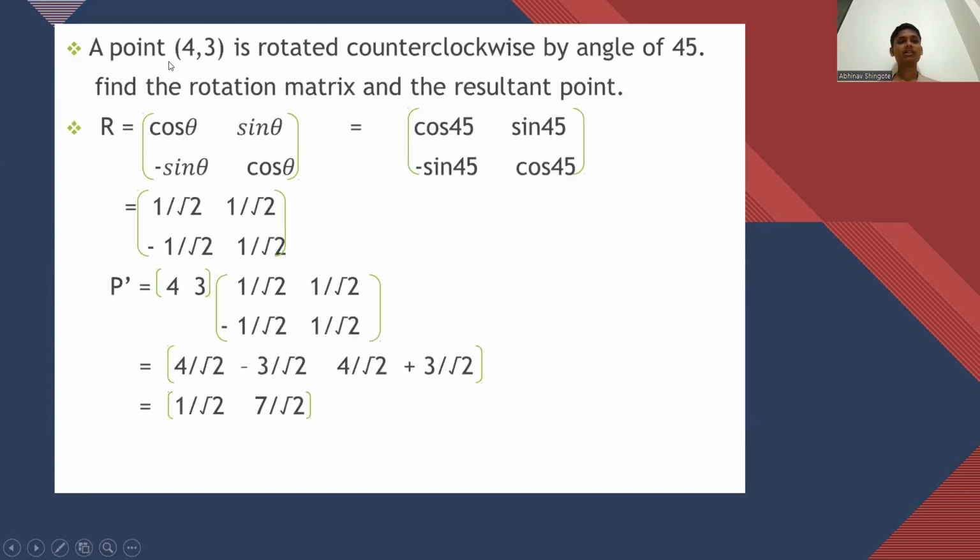Then here is an example. The point is 4, 3 and it is rotated clockwise by 45 degrees. Then we substitute the angle in the matrix form. Cos 45 is equal to 1 by root 2. Sin 45 is equal to 1 upon root 2. Minus sin theta is equal to minus sin 45, which is minus 1 by root 2. Also cos theta is equal to cos 45, which is 1 upon root 2. Then we substitute the values and solve the equation. The final output is here.